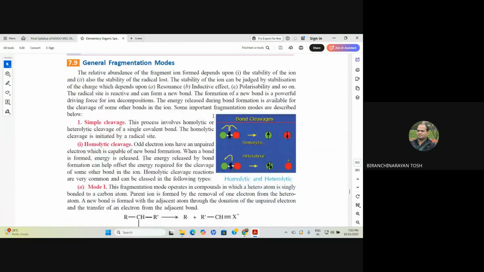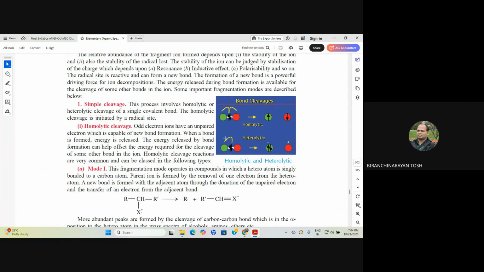So general fragmentation modes, we have already discussed, and I have given some idea. There may be simple cleavage which is homolytic, or it may be heterolytic. When it is homolytic cleavage, we'll get neutral species containing single electrons. If it is heterolytic cleavage, we'll get a cation and also an anion.